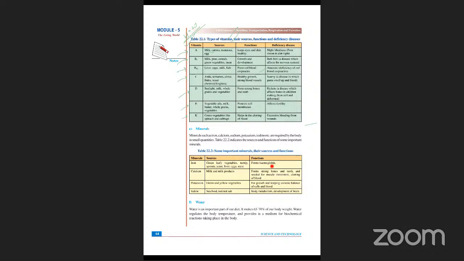Potassium. Potassium maintains our osmotic balance. For example, I don't know if you observed or not, who loves to have wedding food? Yeah, we have all this ideology.